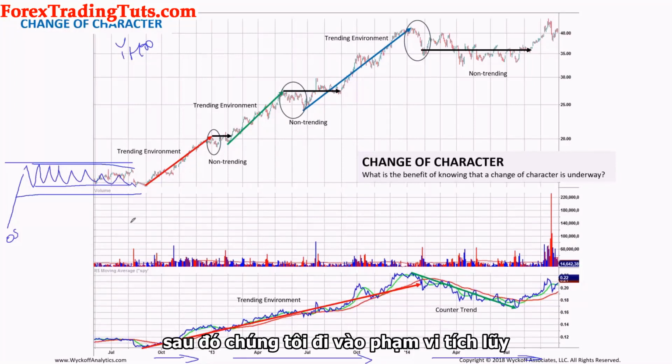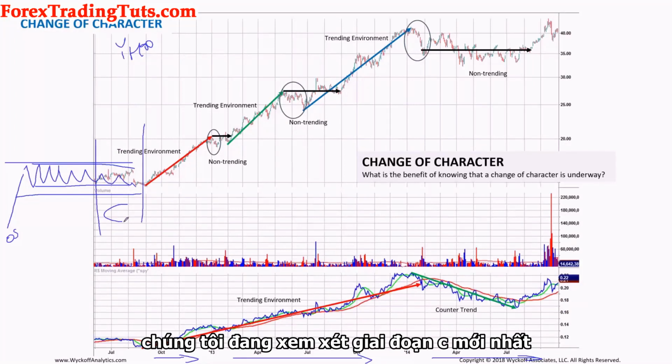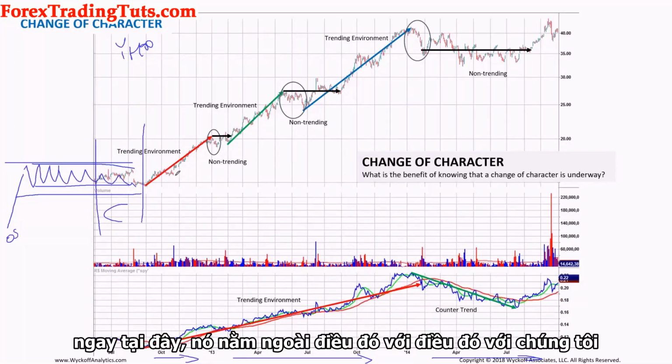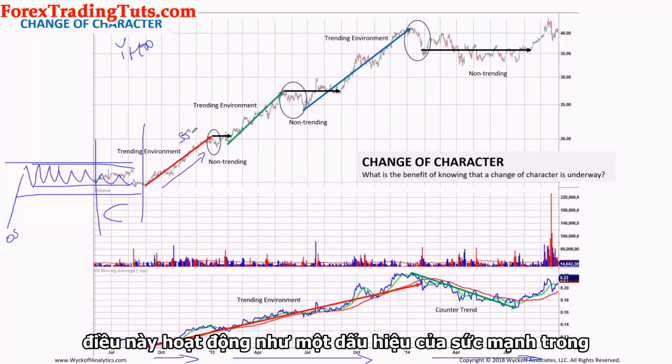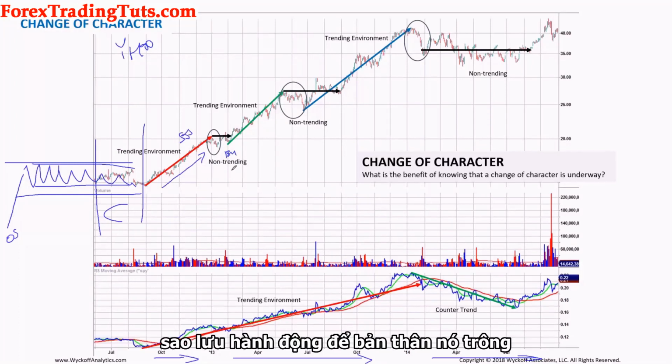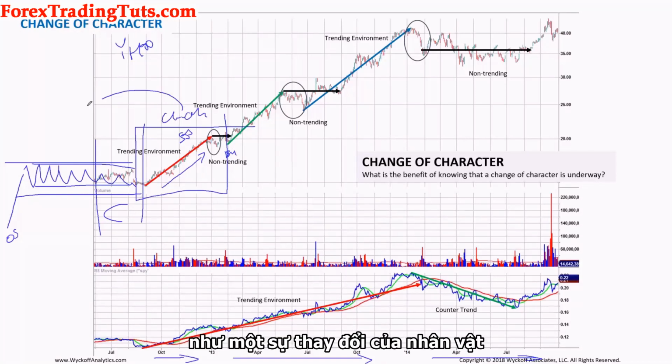Then we went into the accumulation range, and out of that, we're looking at the latest phase C right here. It's out of that that we have the first leg to the upside. And this acts as a sign of strength in the backing up action. So by itself, it looks like a change of character relative to the environment that we've been in before.